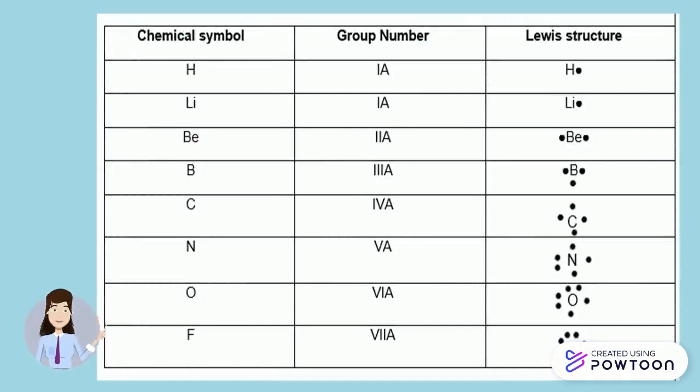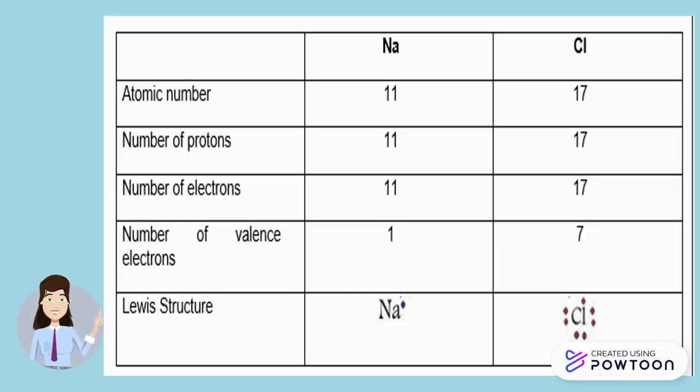The table shows the chemical symbol, group number, and Lewis structure of some elements. For example, in the formation of sodium and chlorine atoms, the needed information is shown in the table.